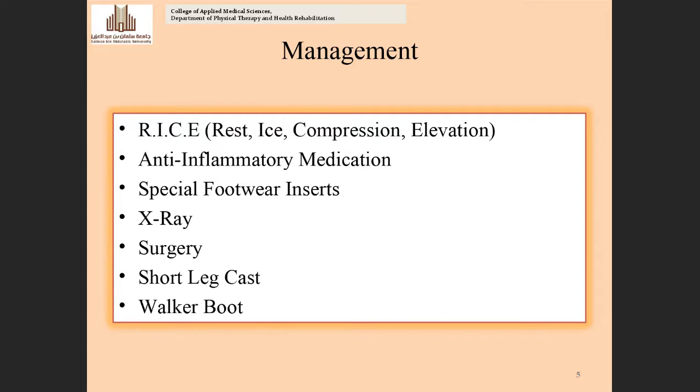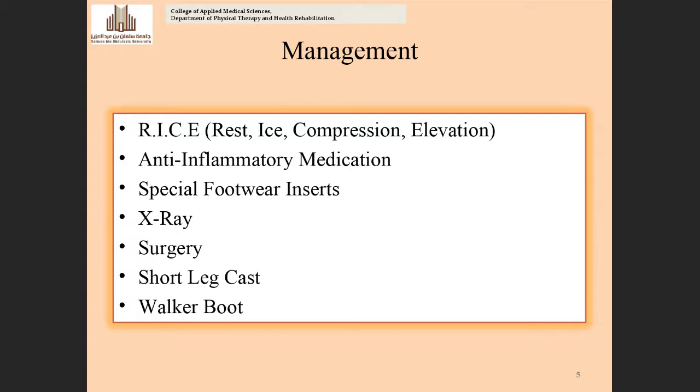Give the treatment in the manner of rest, ice, compression, and elevation. Ice means just applying ice over the injured area. The main reason for applying ice is to reduce the swelling. Apart from that, you can apply some crepe bandages, which applies compression, and let the leg or extremity be in an elevated position. This is the common treatment for all types of sports injuries: rest, ice, compression, and elevation.